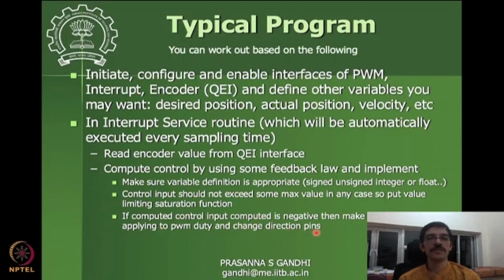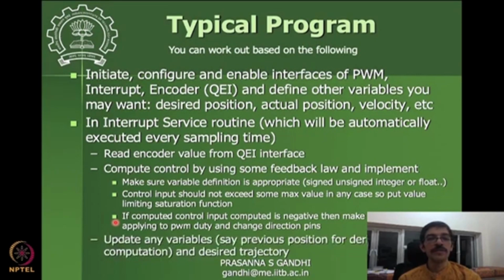This is a very important baseline for control implementation to happen. These two points are needed, so you can put in a small function to make sure that this happens before control is implemented. Then you need to update any variables. The previous position needs to be updated for derivative computation, and the desired trajectory needs to be updated as well. Those functions will come here, or they can come at the start also, no harm. Somewhere they should come in the interrupt service routine.